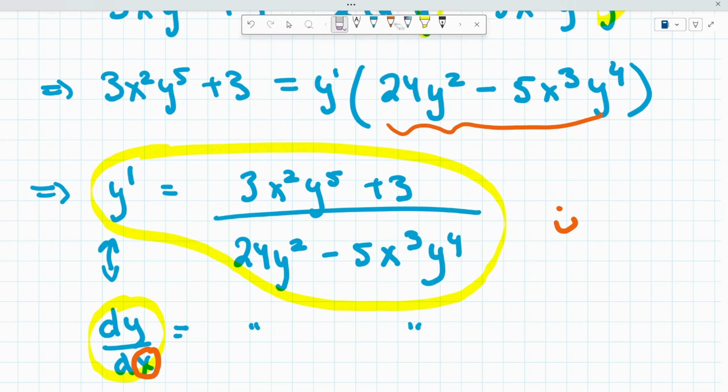So we can make a nicer happy face. We can be very happy about that.